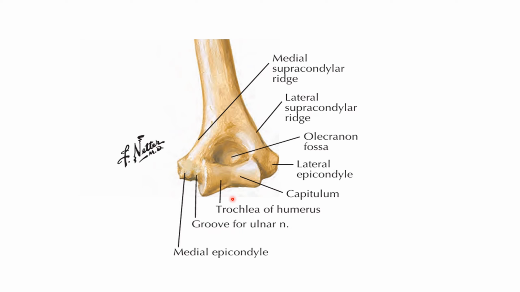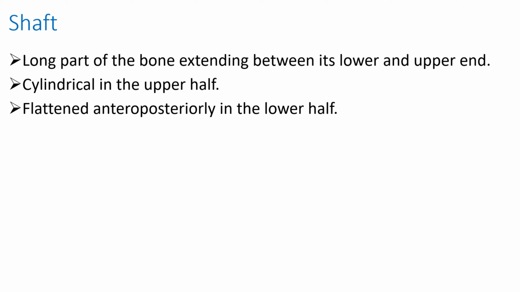Then we have the trochlea of the humerus bone. We have the capitulum, then the olecranon fossa. This is whereby the olecranon process attaches. Then we have the shaft. The shaft is the longest part of the bone that extends between its lower and upper end. Now the shaft connects the upper and the lower ends of the humerus.